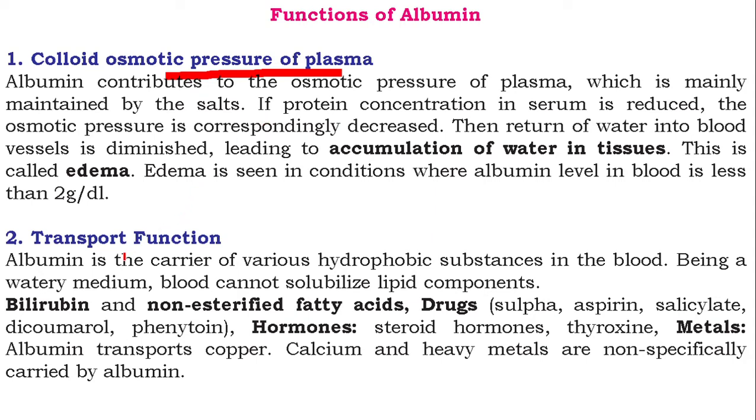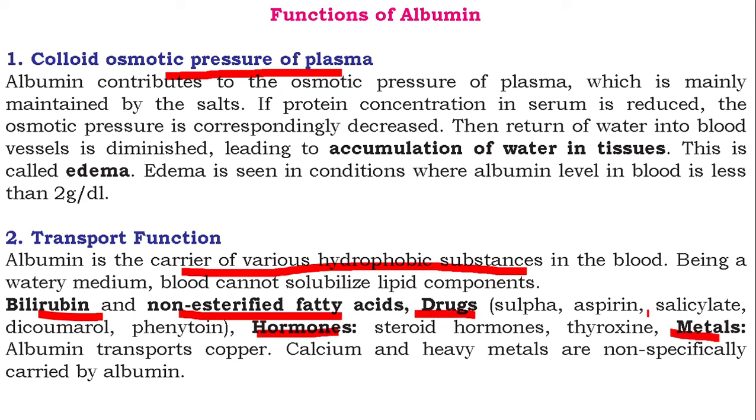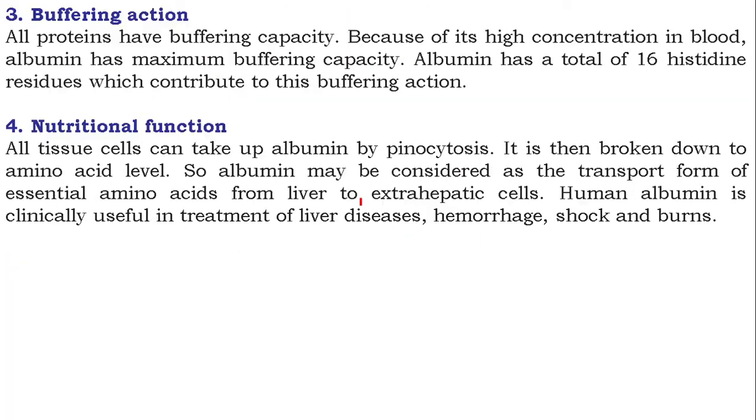And albumin is a transporter. It's a carrier of various hydrophobic substances. Which are the materials being carried by albumin? Bilirubin is there, non-esterified fatty acids are there, drugs are there, hormones are there, different metal ions are there. So you see, if by any means the concentration of albumin decreases in the blood, it will affect us seriously.